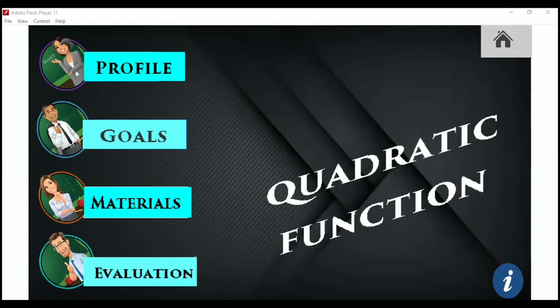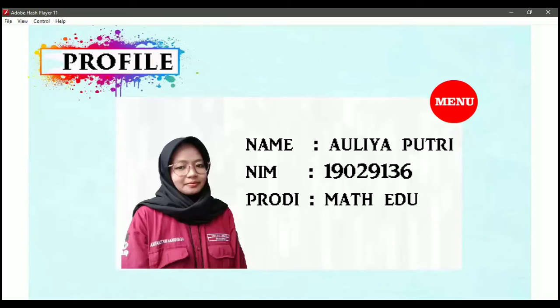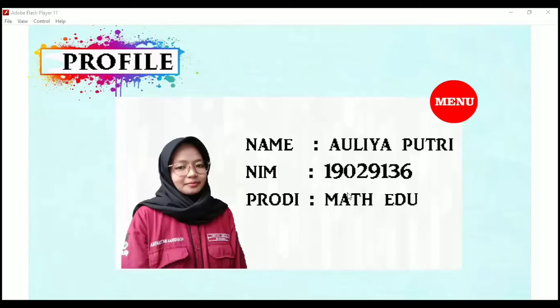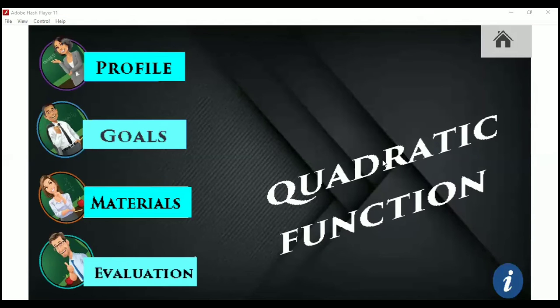Okay, then we check the profile button. Students can click the profile button. On this profile button, there is my identity, such as name, Auliya Putri, student ID number 19029136, and study program, math education. And we go back to the main menu. The student can click the home button. Okay, we go to the goals button.